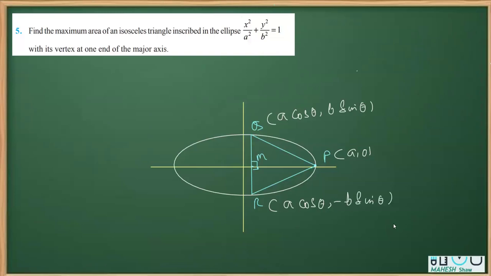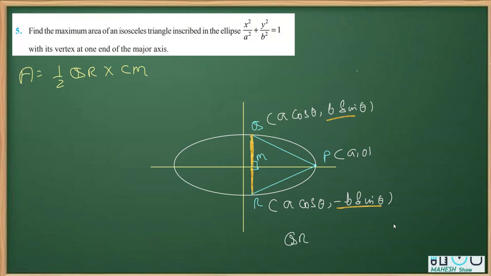Now, in order to find the area of this triangle, we are going to use half base into height. So the area should be half. Base I can see is QR and the altitude is PM. Now, the length of QR, from here to here, is a vertical length, which is denoted by the y coordinate. It is B sin theta. And this side here, RM, is minus B sin theta.